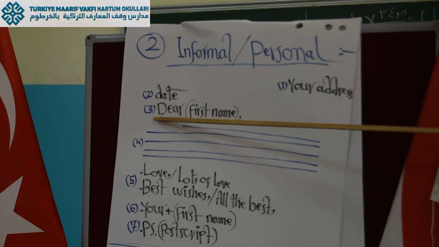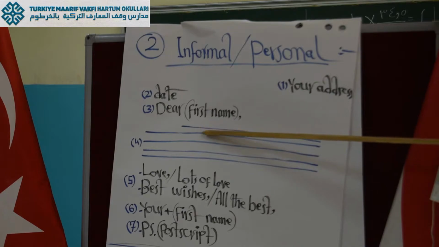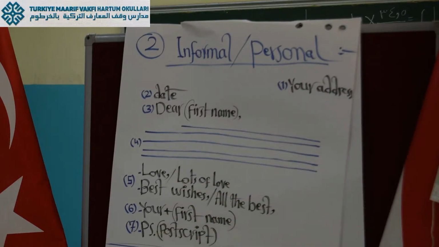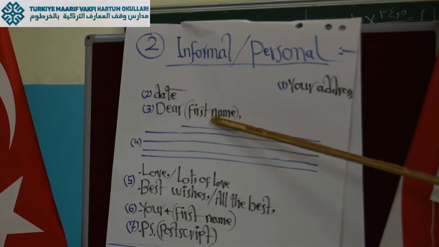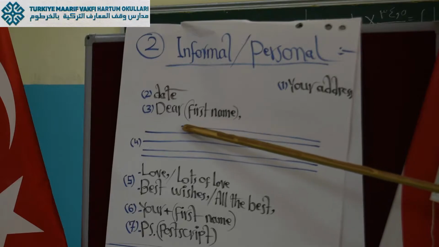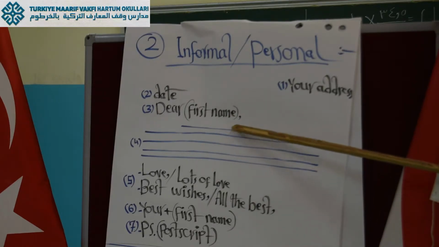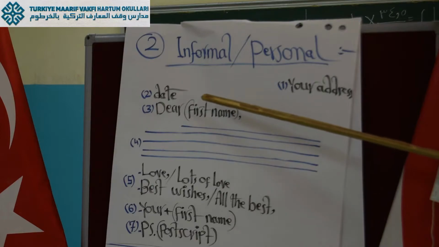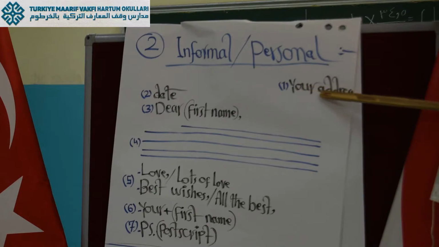Number 3, yes, you say dear, because the personal letter or informal letter is already sent to somebody that you know, of course, either your friend or your relative. So of course you know their name. By the way, it is only the first name, I mean the given name. So you can say just dear and mention his or her name, comma. That is it.